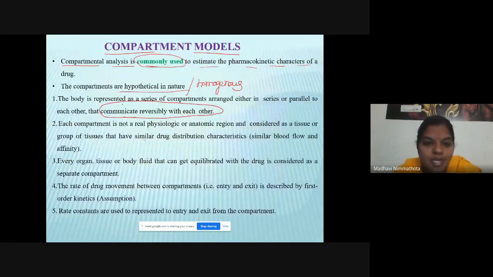See, the body is represented as a series of compartments. Your body consists of many organs or tissues, right? So it consists of a series of compartments, arranged either in series or parallel to each other. Those will communicate with each other reversibly. Each compartment is not a real physiologic or anatomic region, because you are just assuming. It is considered as a tissue or group of tissues having similar drug distribution characteristics. This point is very important.